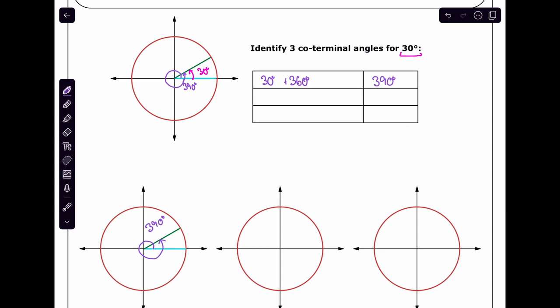Now what would another one be? Well, we can add another 360 degrees to our first coterminal angle here. So that would be 750 degrees.